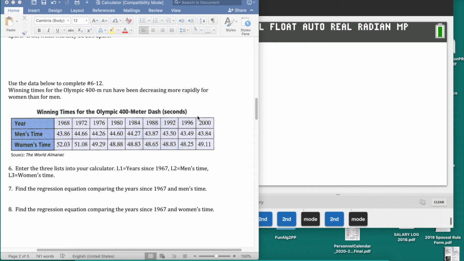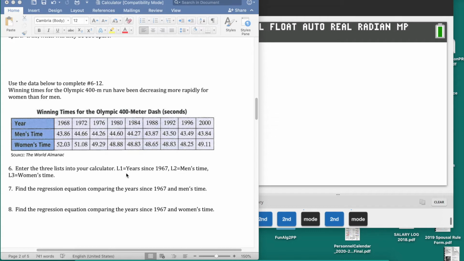Okay, so this next data set we're looking at is the winning times for the Olympic 400-meter dash. It has the years, and it has the men's time and the women's time. Now, I want you to pay very close attention to how to enter these lists.